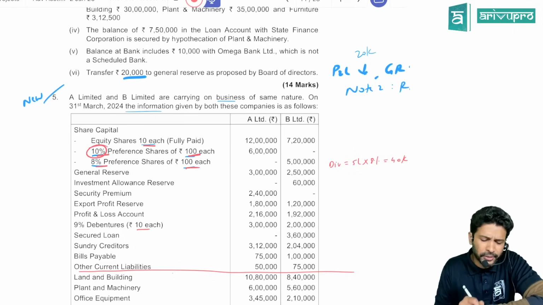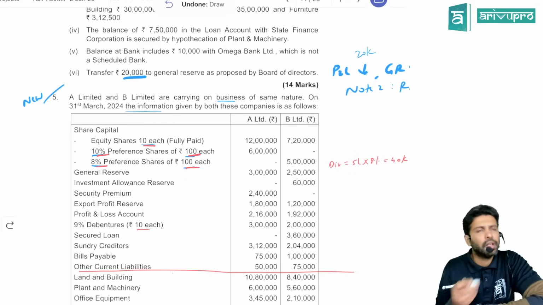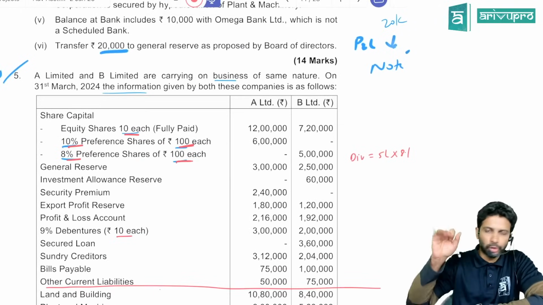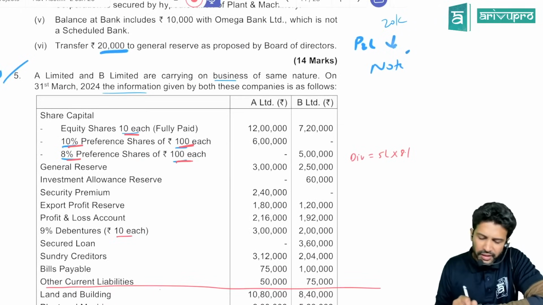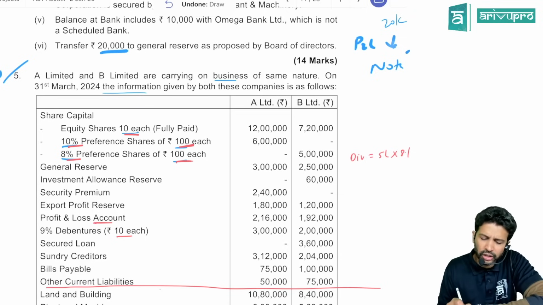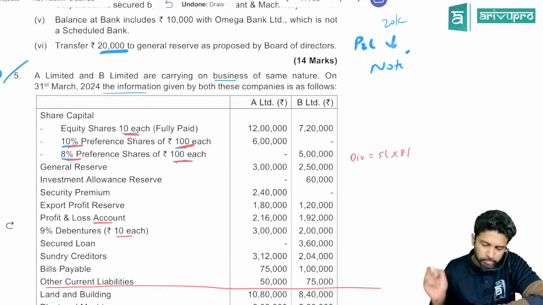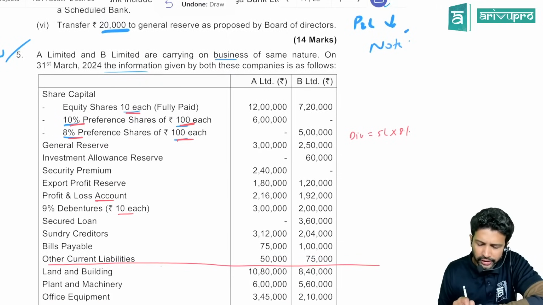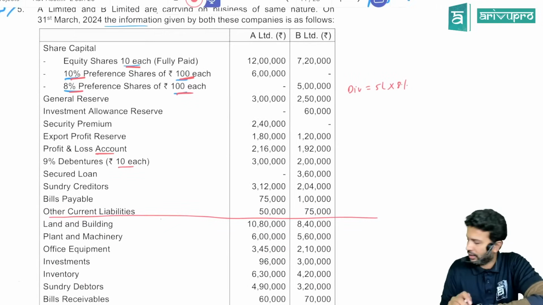One company has 8% preference shares, another company has 10%. Different rates of preference shares, both the companies have. General reserve, they have given investment allowance reserve, security premium, export profit reserve and P&L. All these are your reserves and surplus. Then they have given 9% debentures of 10 each, that's okay. Secured loan, creditor, bills payable, other current liability, all these are liabilities.